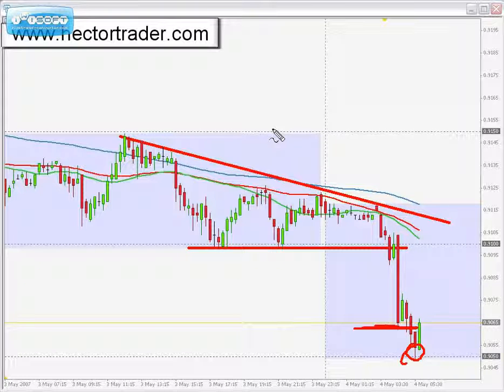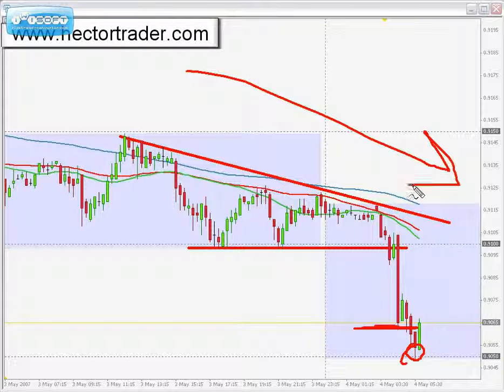Seen in the 1 hour chart, the trend was clearly down, as pointed out by the moving averages. Then we have a triangle that gives way in the direction of the trend. We have a breakout, a pullback, and a continuation.